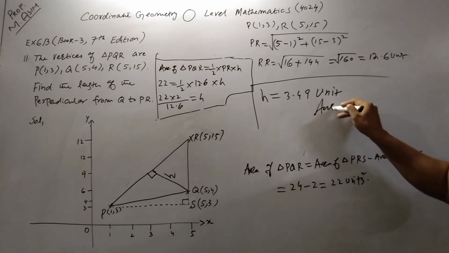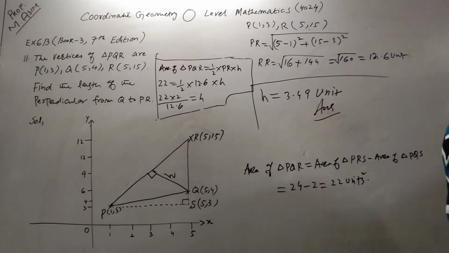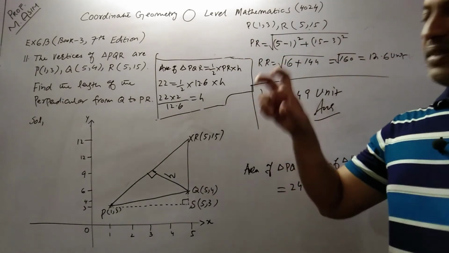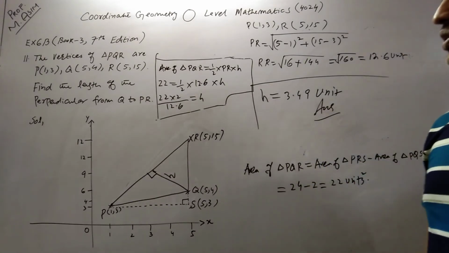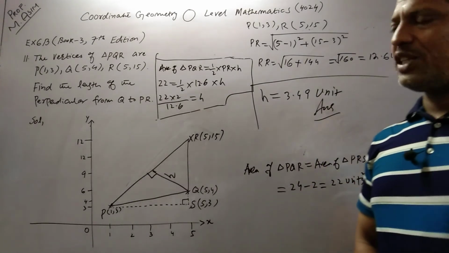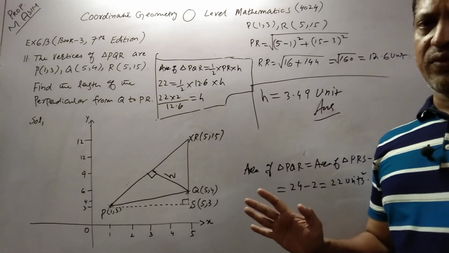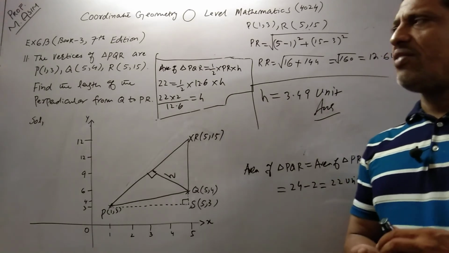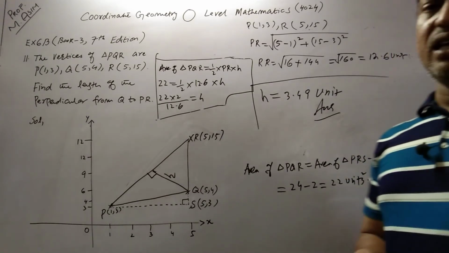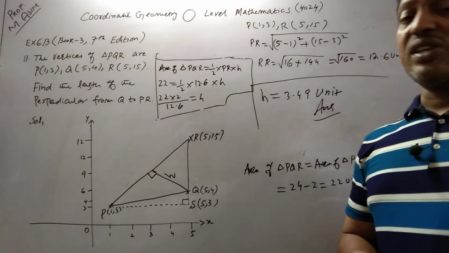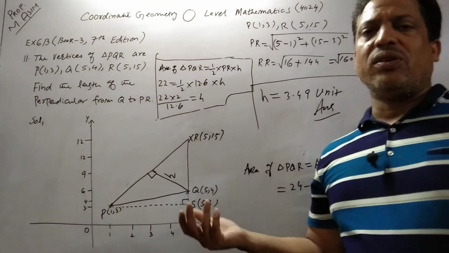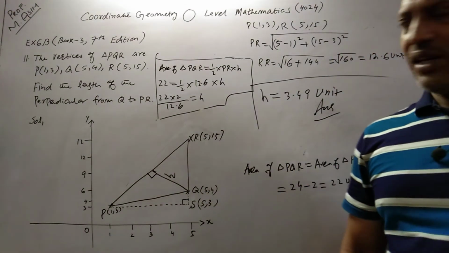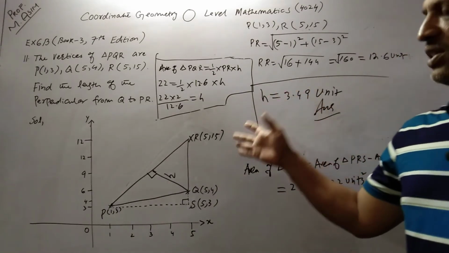3.49 units. I hope you fully understand this question. This is an advanced level of coordinate geometry, which is related to distance. So this is our last question of exercise 6B. We have done all questions of this exercise, and today we have finished exercise 6B. In the next lecture we will be starting exercise 6C, the last exercise of this chapter, which is related to another concept called the concept of straight line. So wait for the next lecture and practice these kinds of questions.